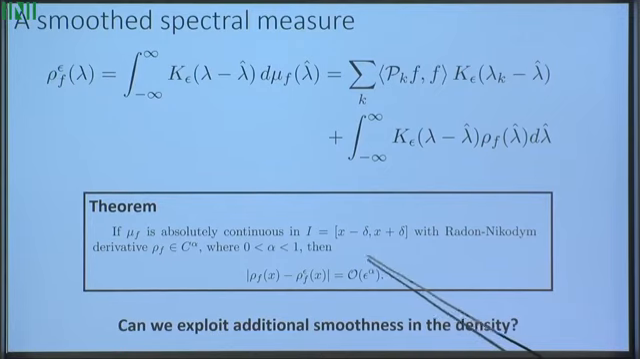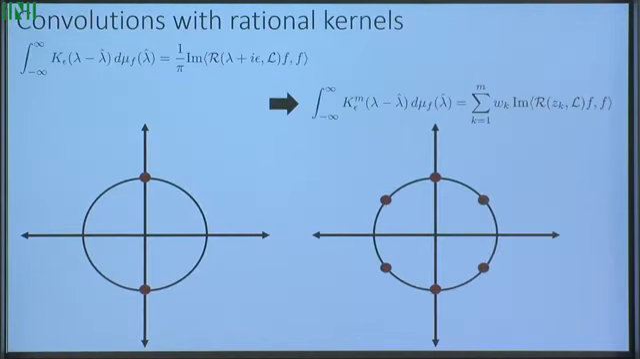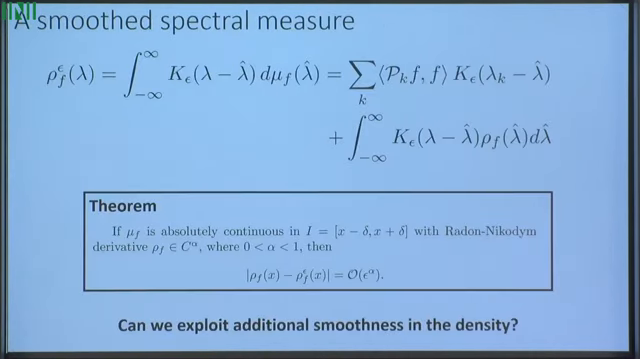We have some local results, which tell us if the measure is absolutely continuous in a neighborhood of a point, and its Radon-Nikodym derivative is Hölder continuous, then we know that the error there is order epsilon to the Hölder exponent. Unfortunately, convergence degrades as delta shrinks down, so if we're near a singular or a non-smooth point in our density. We can also ask, can we exploit additional smoothness in the density? This only lets us get up to linear convergence, up to log factors.